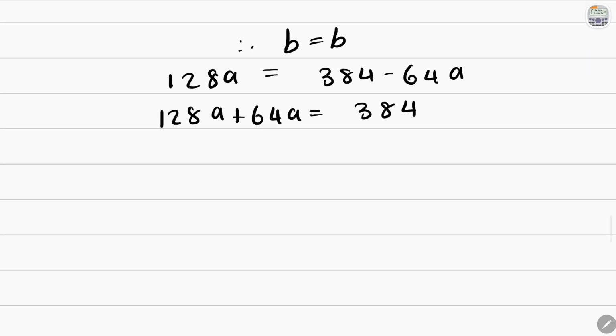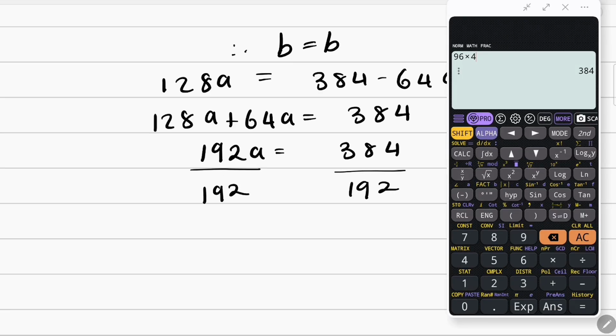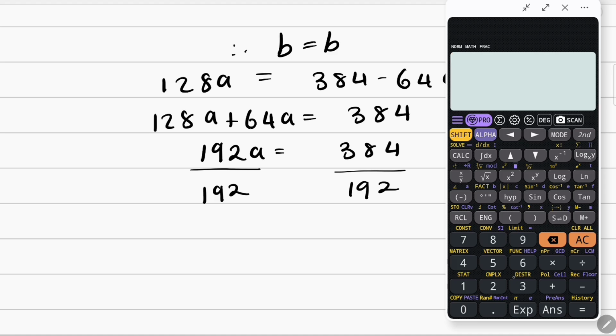Okay, 128 plus 64, that is 192. So 192a is equal to 384. And then we can divide both hand sides by 192 and find out what a is. So 384 divided by 192 is 2. So a is simply equal to 2.